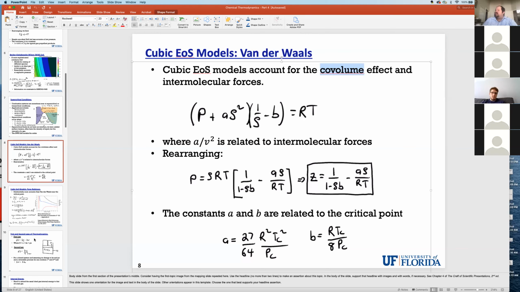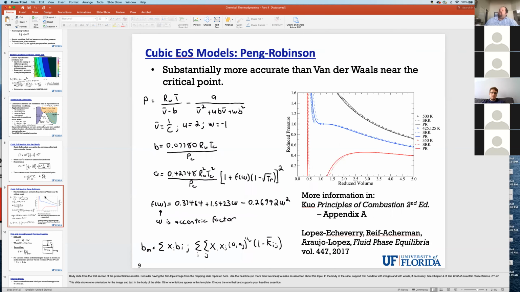However, van der Waals is a nice illustrative equation of state model, but it's not very accurate. So for practical combustion simulations and calculations, it's simply not used. What you see used quite often is an equation of state called Peng-Robinson. It's also a cubic equation of state, and it's substantially more accurate than van der Waals.